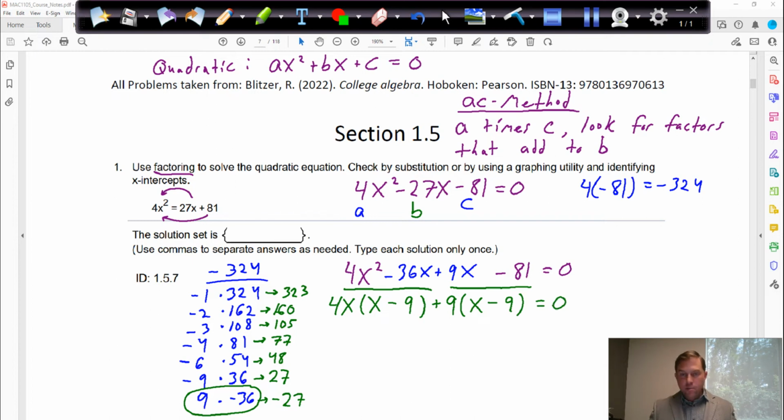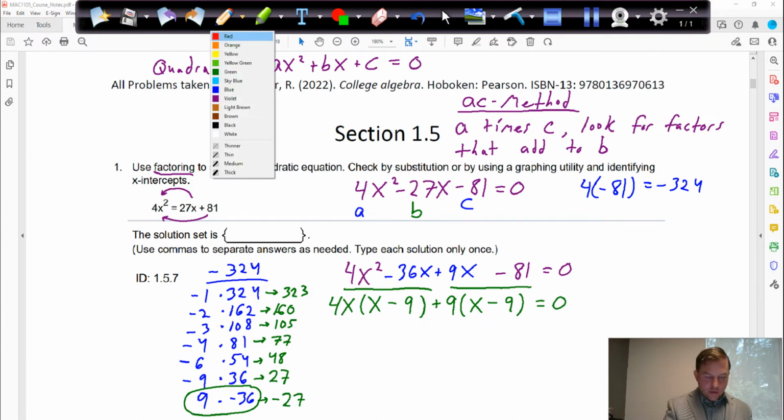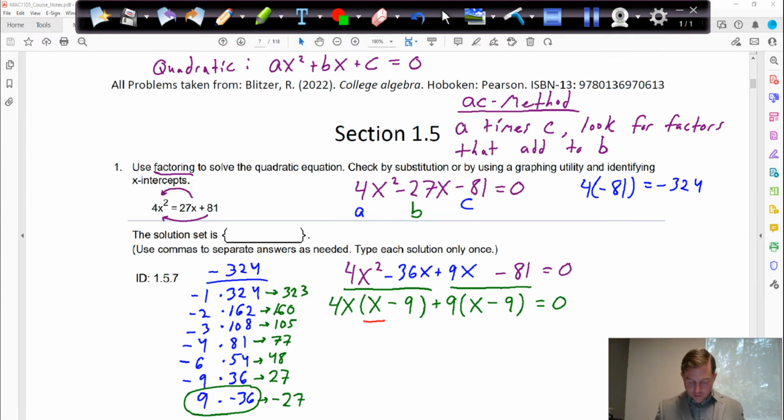This should always happen if you've done this correctly. You should get two bubbles, two parentheses that look exactly the same. And now what we can say is, okay, factor that out. So let's factor out this common x minus 9.